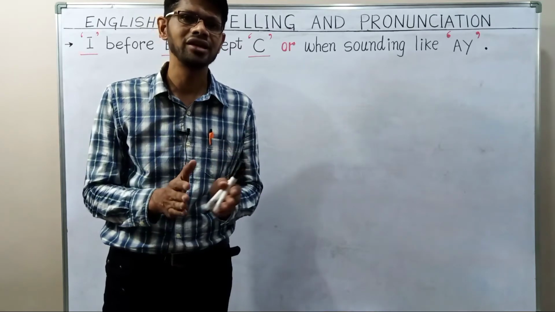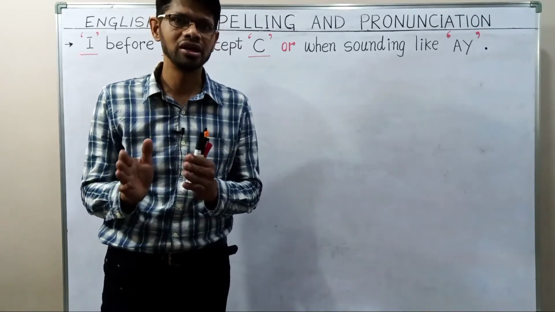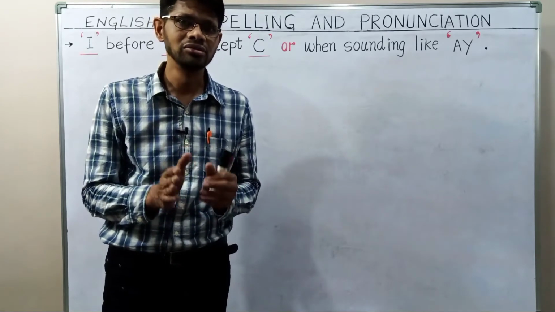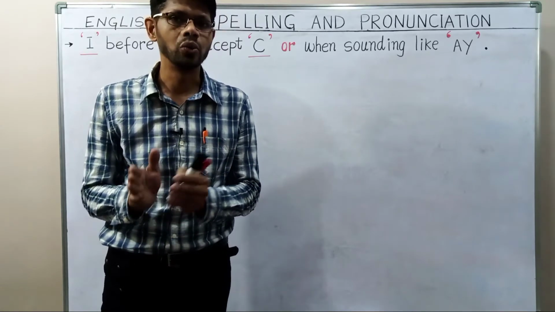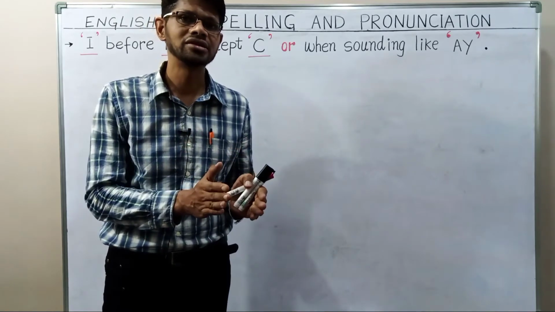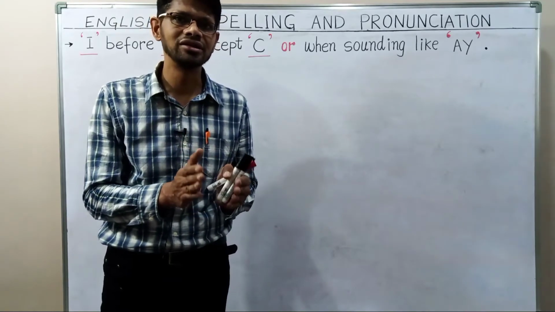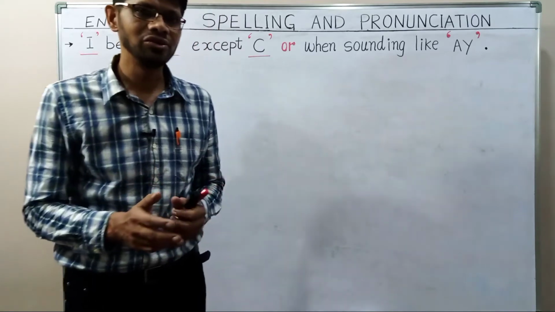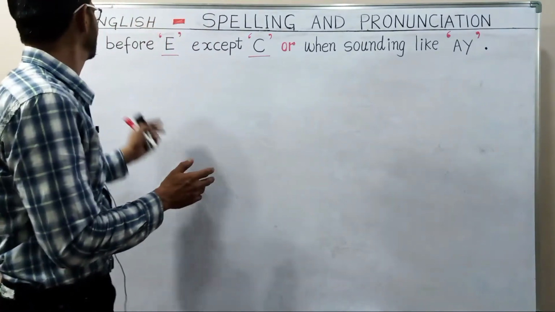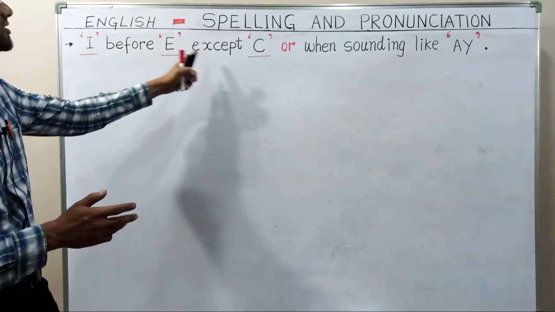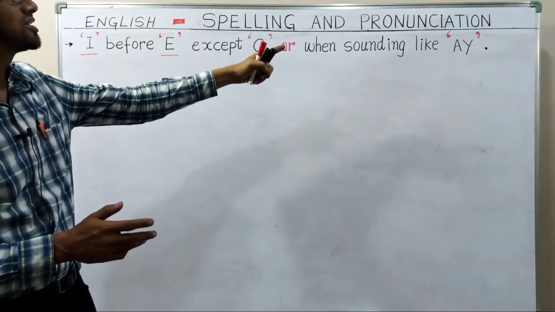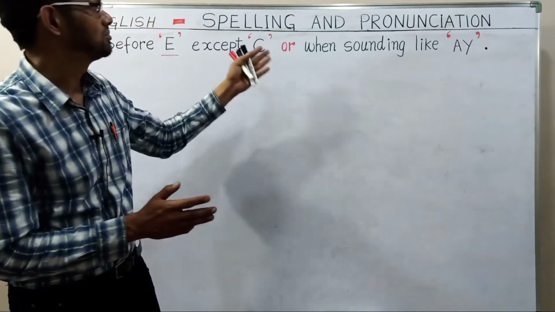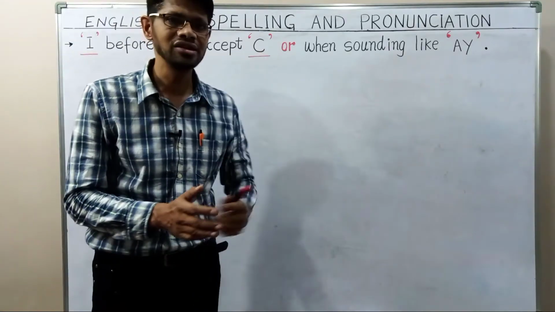It does not mean that we do not have certain rules. We have a set of certain rules which can help us in understanding and learning spelling and pronunciation. Let us learn our new lesson. What is our new lesson? Our new lesson is I before E except after C, or when sounding like A. So this is one of our spelling and pronunciation lessons.